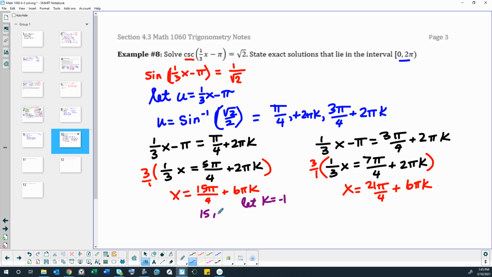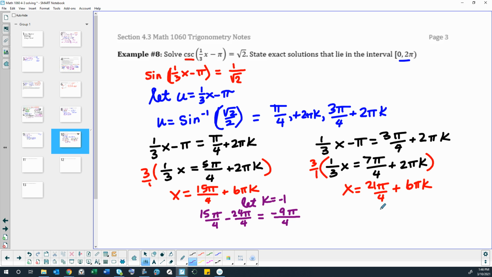If k equals -1, we would be taking 15 pi fourths and subtracting 6 pi. So I would be subtracting 24 pi fourths, right? Because that's the same as 6 pi. K equals -1, just making it subtract. So 15 minus 24 would be -9 pi fourths, am I doing that right? And that is not between 0 and 2 pi. That's not a correct answer because that's smaller than 0.